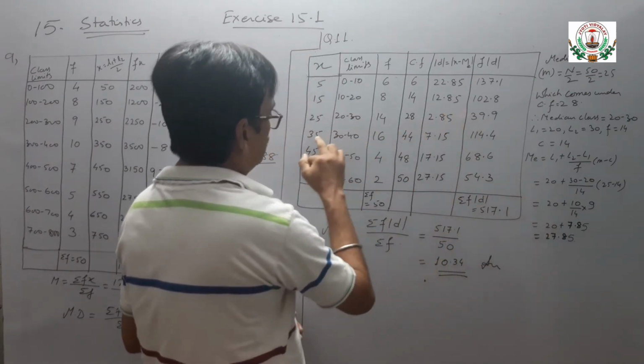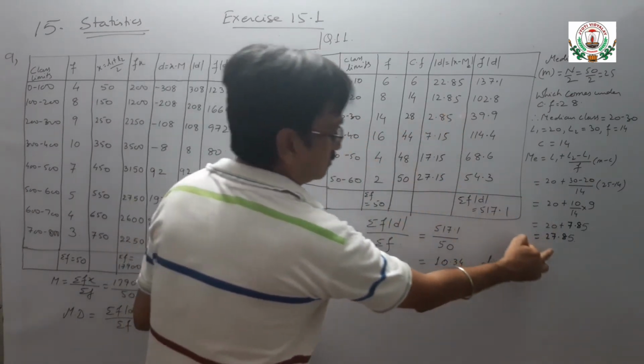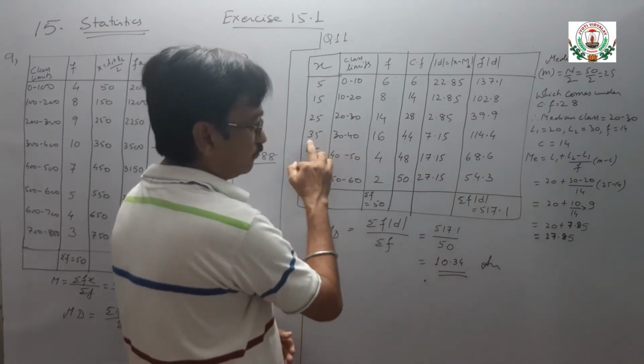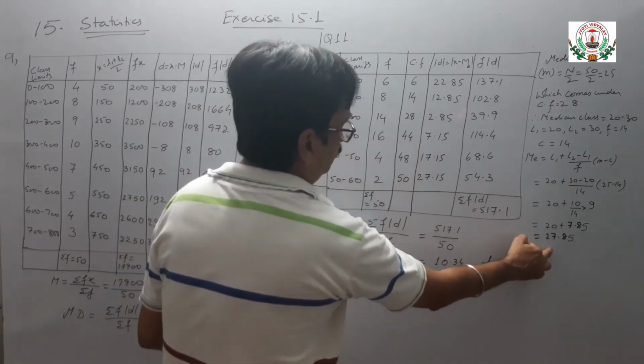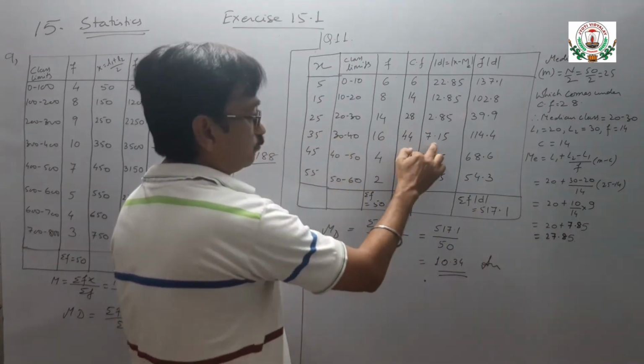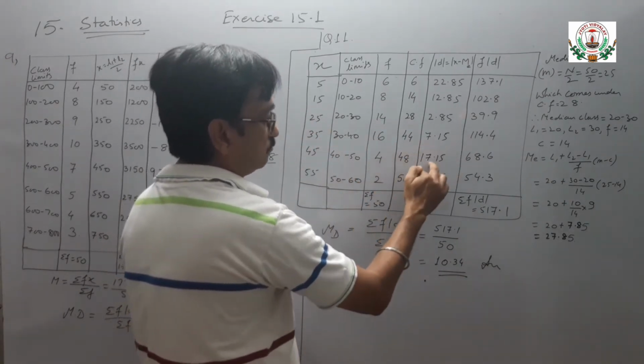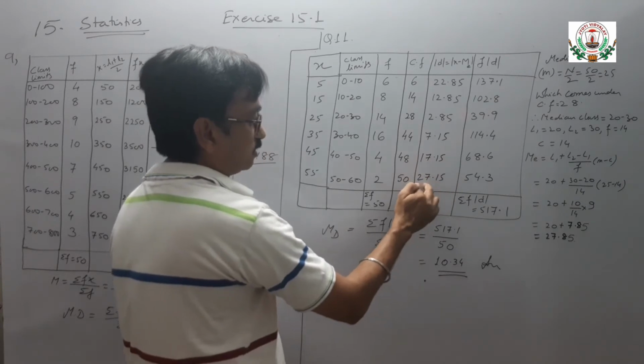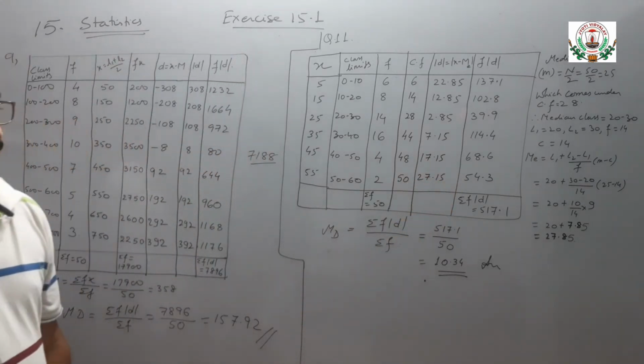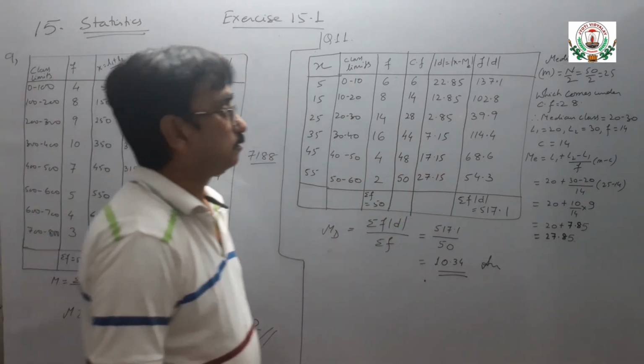So 35 यहाँ ग्रेटर हो गया 27.85 से. So 35 minus 27.85 will get 7.15. Now we go on adding 7.15 plus 10, 17.15, 17.15 plus 10, 27.15. Okay.